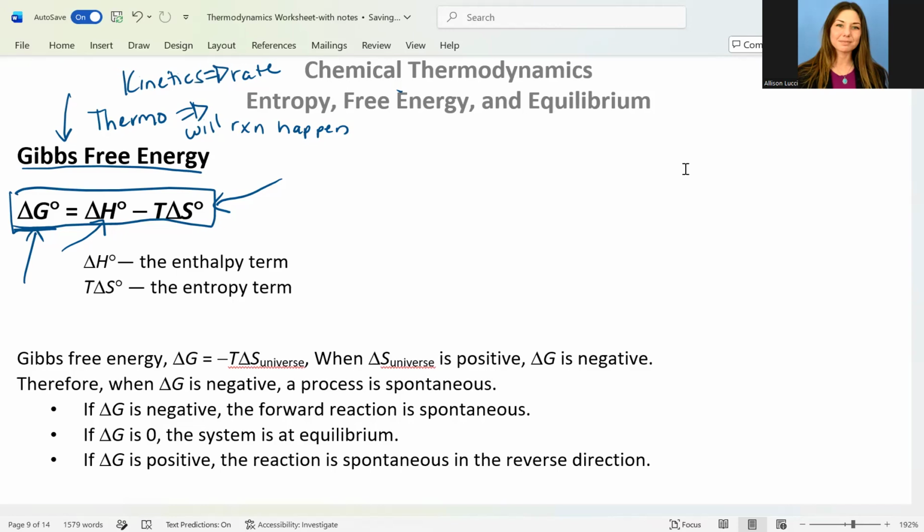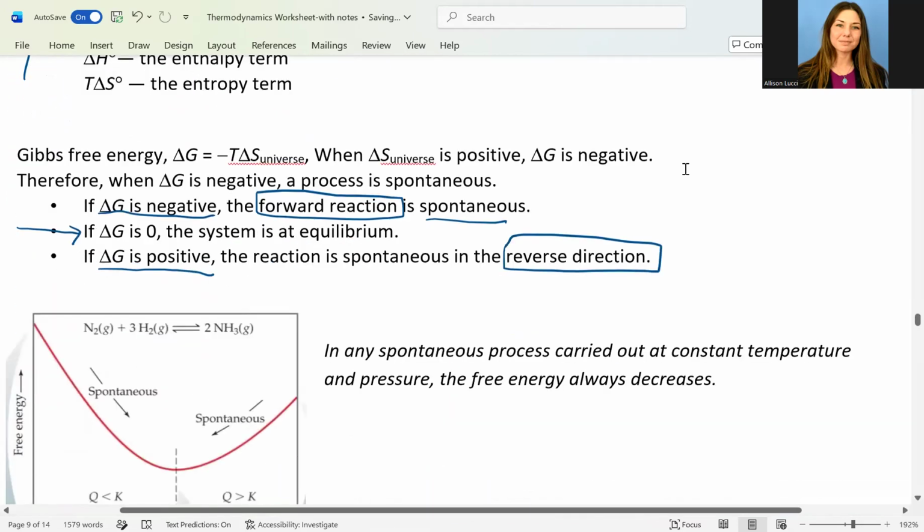So when we see a negative delta G, that forward reaction specifically will be considered spontaneous. We will know that in the reverse direction, that would be a non-spontaneous process. And if delta G is positive, the spontaneousness will be in the reverse direction. So the reverse reaction, if we have a positive delta G, would be spontaneous. And then there's this other case, if delta G is equal to 0, the system would be at equilibrium and neither the forward nor the reverse process is really happening.